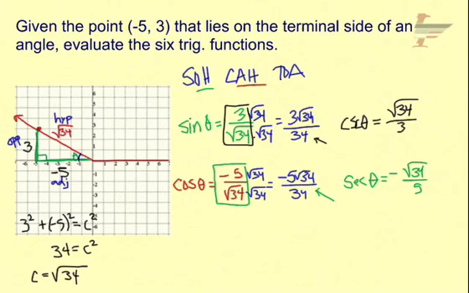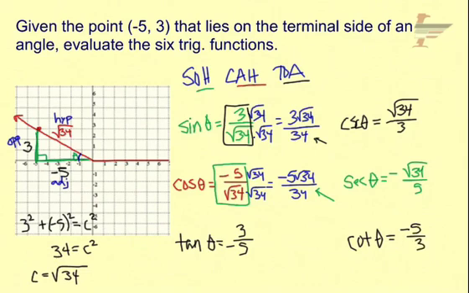So last one, we have tangent of theta, which is opposite over adjacent. So opposite is 3, adjacent is a negative 5. So we have a negative 3/5. This one is nice because we don't even have the radical. So its reciprocal, cotangent of theta. If we just flip that, we have the negative 5 over 3.